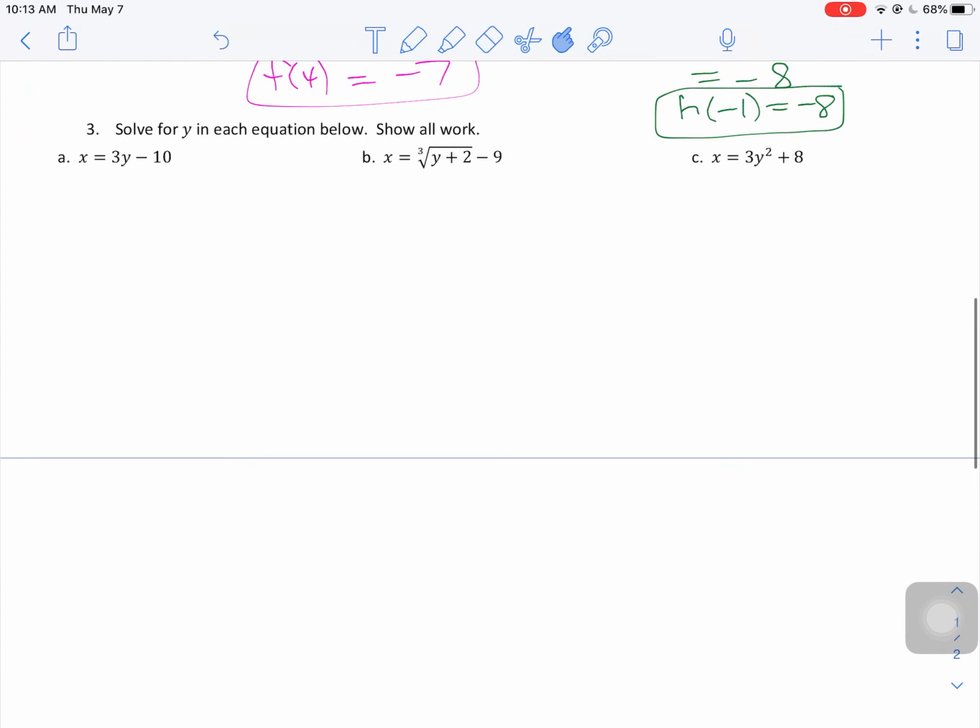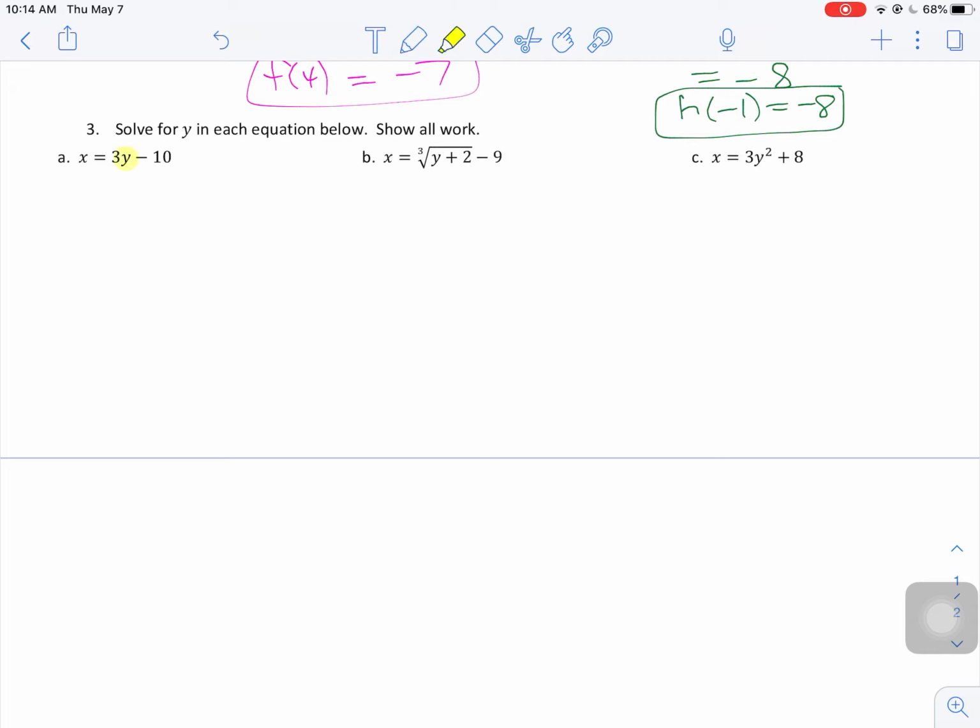For 3, we want to solve for y in each equation below, show all work. So these are basically those inverse problems. It's just that we started the problem for you. So those were those problems where you would have to switch x and y and then solve for y. We're just starting at the solve for y part of the problem, since this is Power Standard 4.